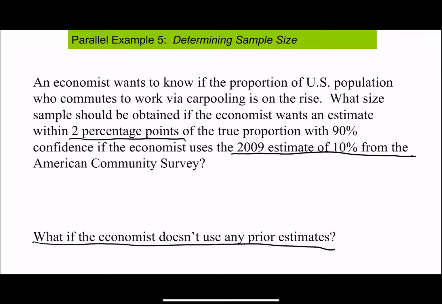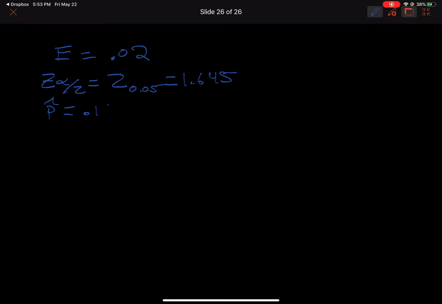All right, so I hope you paused this. I hope you did this yourself. I'm going to go to a blank screen because I need a little bit more room. So first, we want a margin of error. Margin of error equals 0.02. That's the margin of error that I'm looking for. My confidence interval is 90%, so my critical value is going to be 1.645. That's my critical value. My p-hat is going to be 0.10.